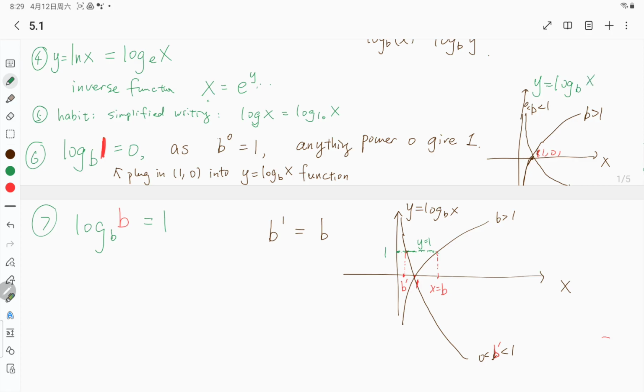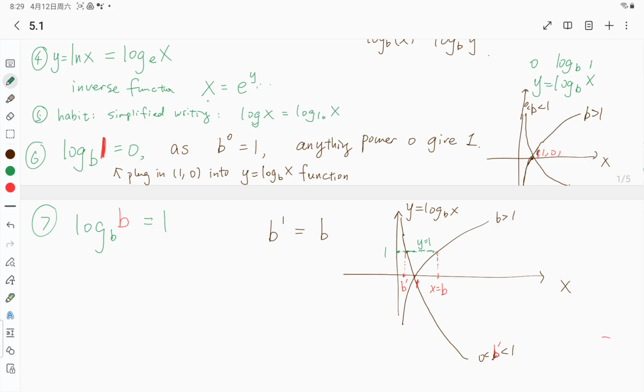So what happens if you plug this point (1, 0) into the function y equals log base b of x? Think about it: x is 1 here, and 0 is y here. So this is just log base b of 1 is 0, for any b. This always holds true, right?